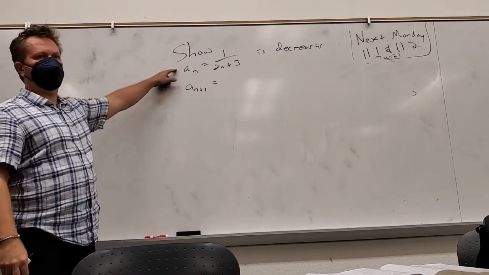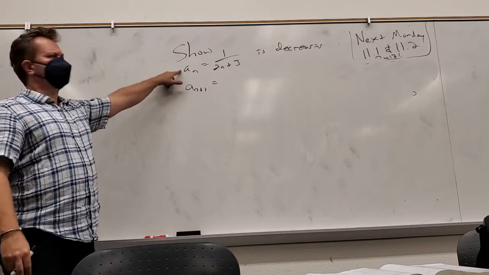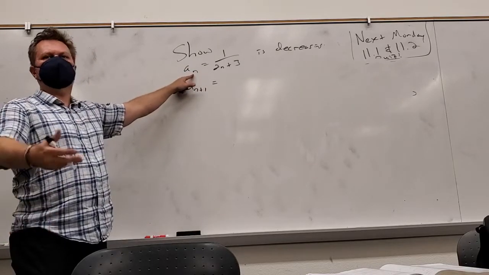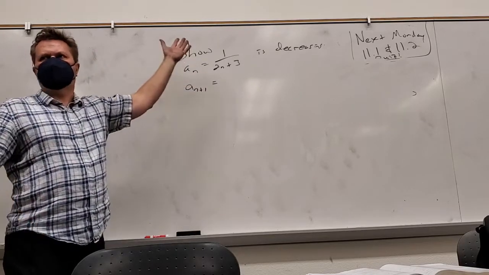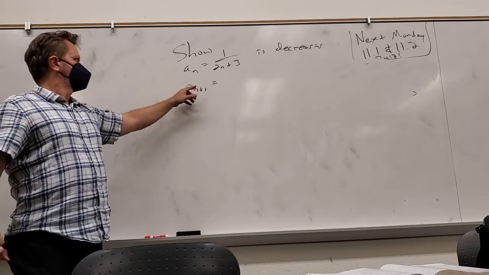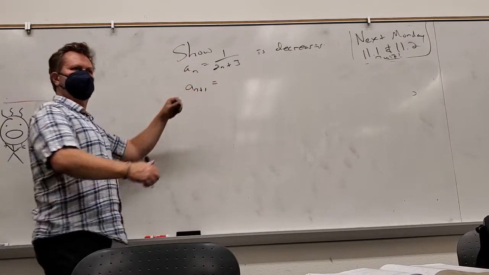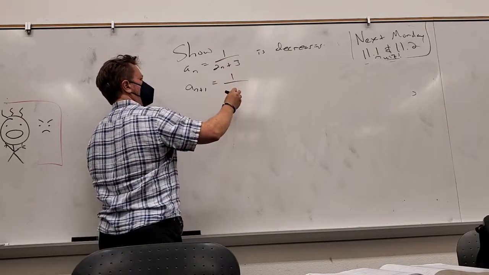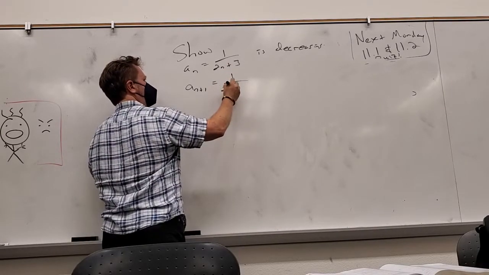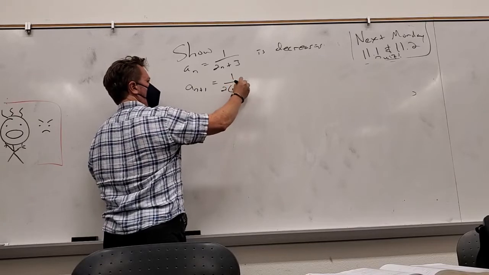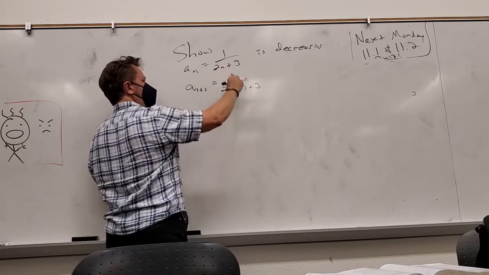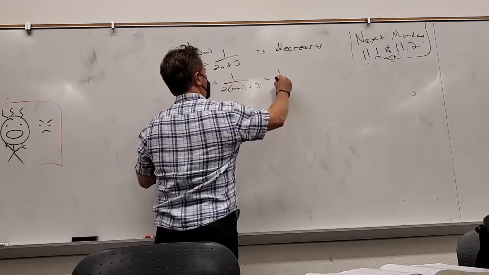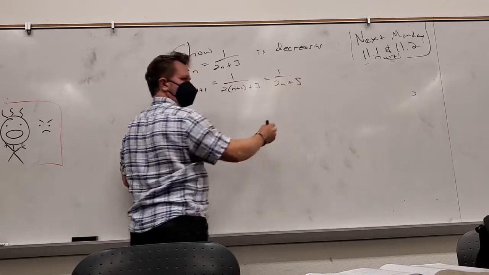This is the nth term, yes? When we say this, we're just designating what the nth term is, and you fill in what n is. You can figure out whatever term you want. So what's the n plus 1 term? What are you replacing n with? 1 over 2n plus 3, replacing n with n plus 1. That is 1 over 2n plus 5.